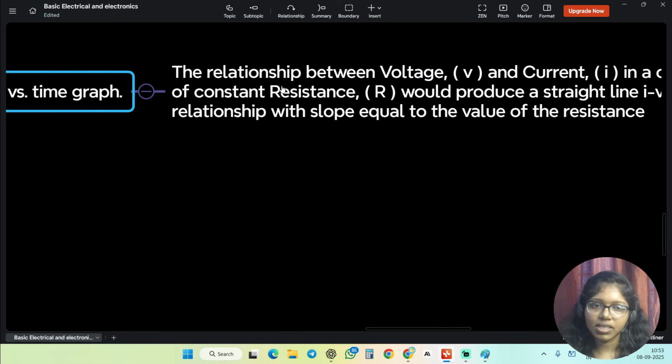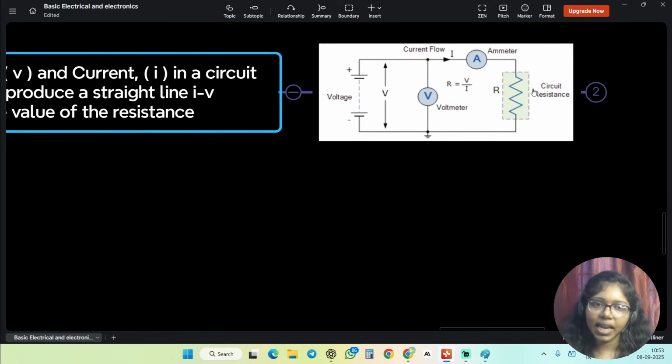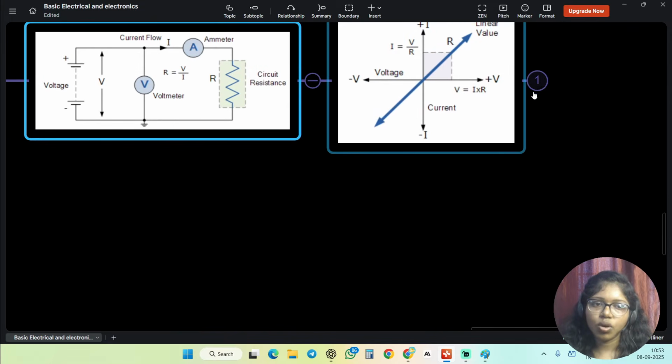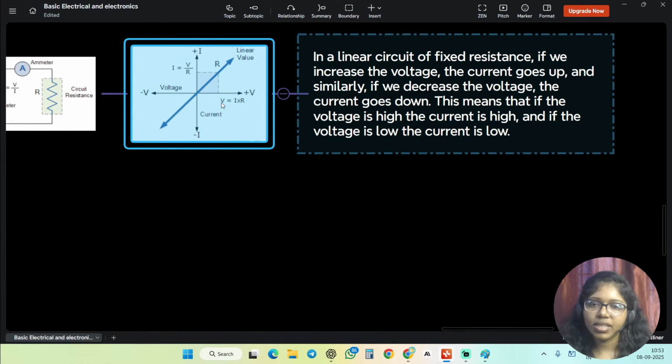At the same time, the current and voltage graph is always straight. So that's what we studied in Ohm's law, right? It will be a straight graph, so it is not going to be changing. So this is your voltage and current graph. It will look like this.